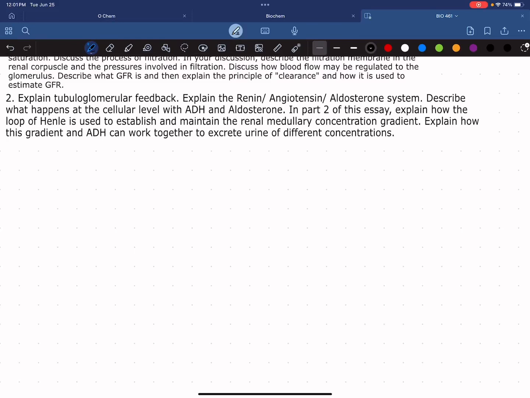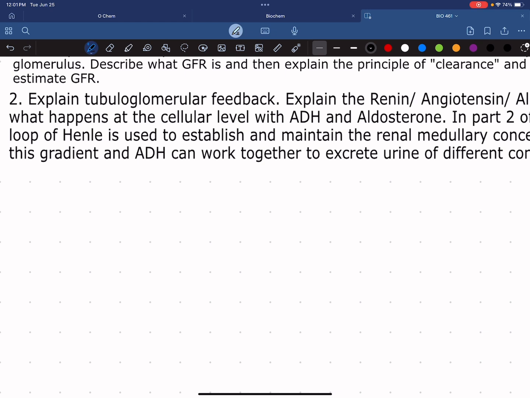Okay, here. So for question number 2, it asks us to talk about the tubuloglomerular feedback. And so we're going to start with a couple different things. We'll start with osmoreceptors and baroreceptors. So first, osmoreceptors, because blood ion concentration is one of the biggest signs that the human body has.